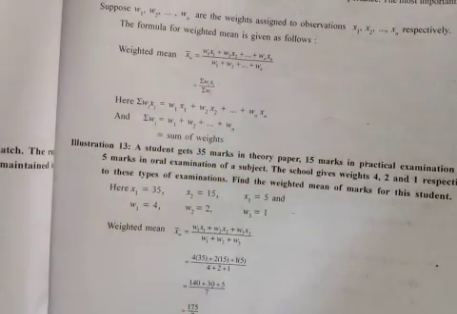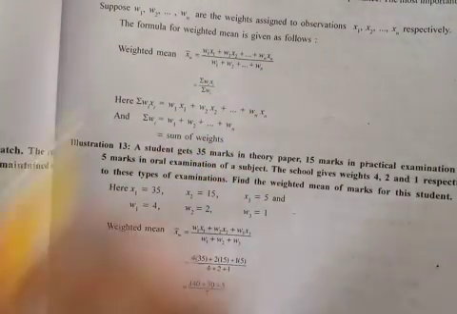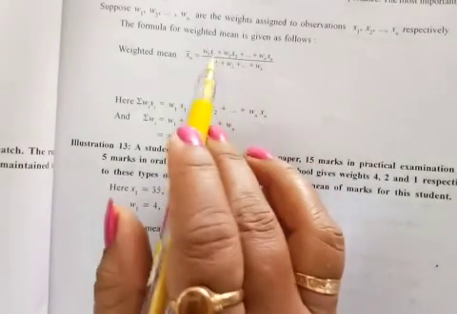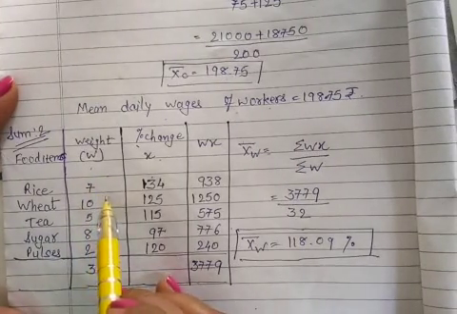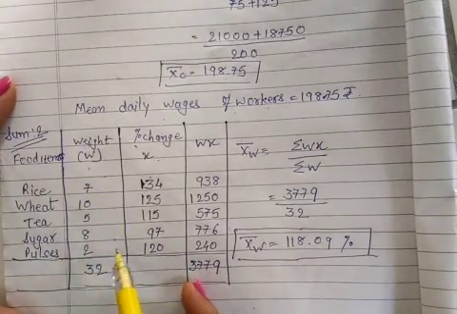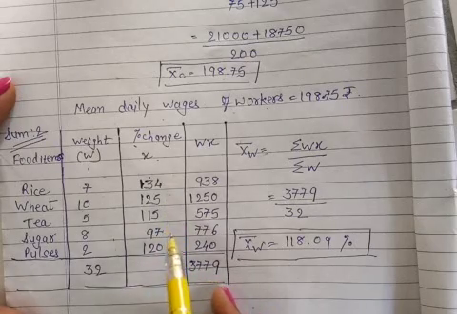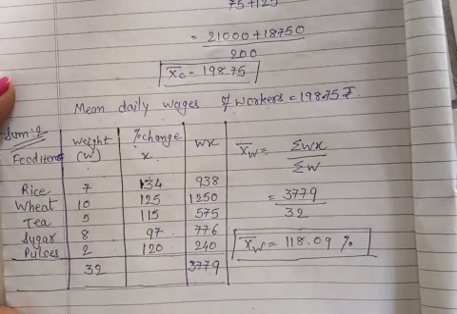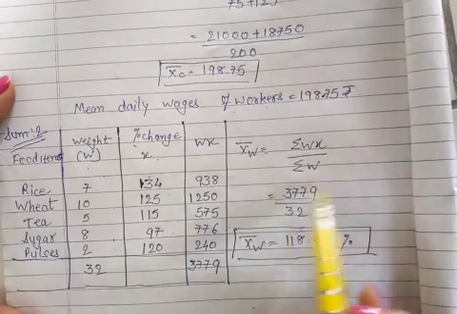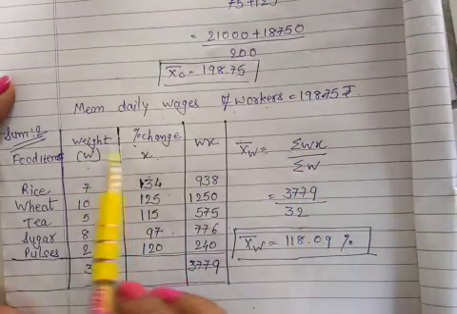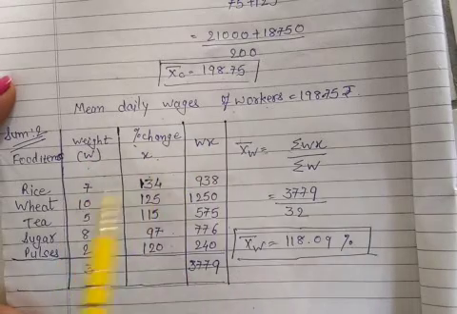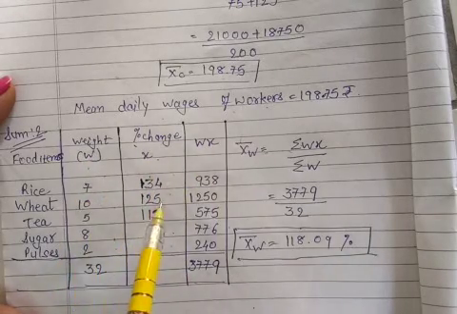You can apply this formula also, w1 x bar 1 plus w2 x bar 2. To apply that formula, this is w1, this is w2, w3, w4, w5, x1, x2, x3, x4 and x5, right? In the same way you can write. Now we take this formula, so we require w and x, so we multiply wx, so 7 into 134, 10 into 125, in this way we multiply all and write them down.